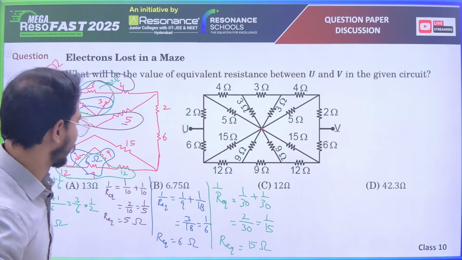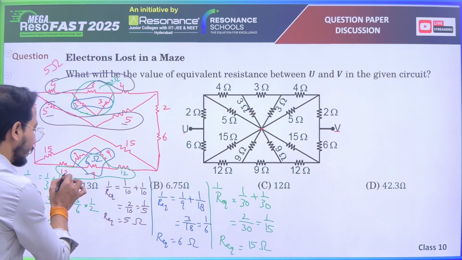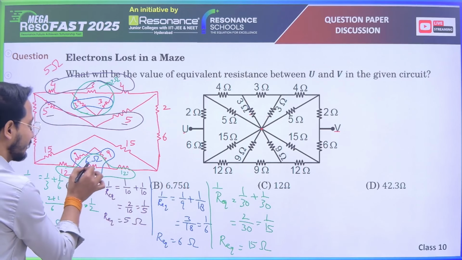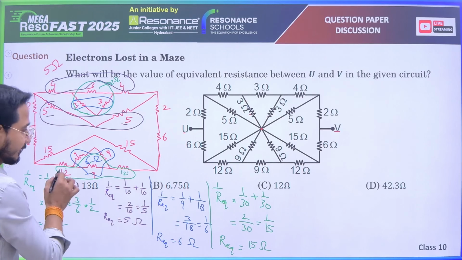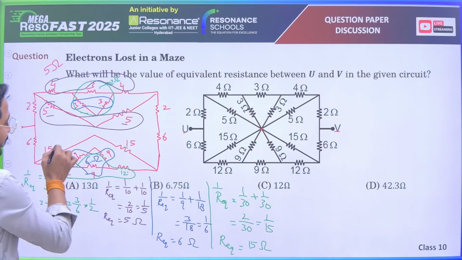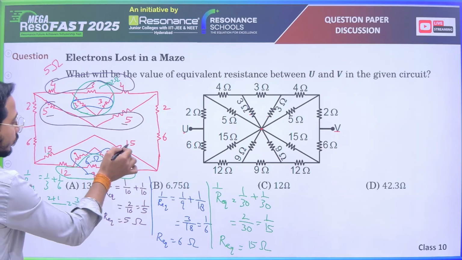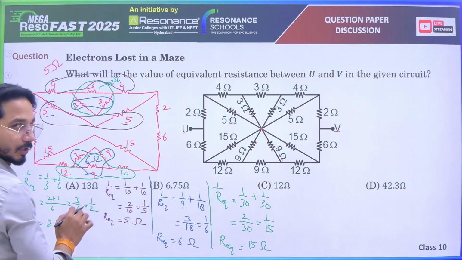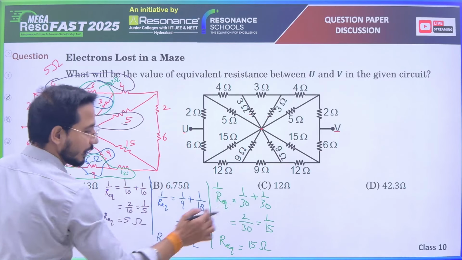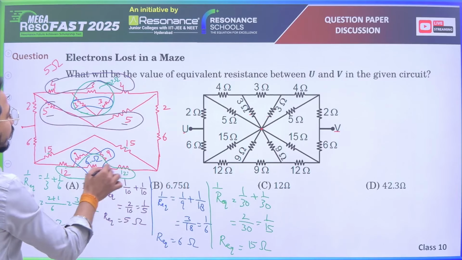I hope everyone understood. Listen once again. This is 12 ohm, here it is 6 ohm, here it is 12 ohm. These three are in series. Here it is 15, here it is 15. They are in series. And the equivalent resistance of 15 ohm and this 12 plus 6 plus 12 are in parallel, so their equivalent resistance we have written over here, 1 by 30 plus 1 by 30. Total we got 15 ohm.